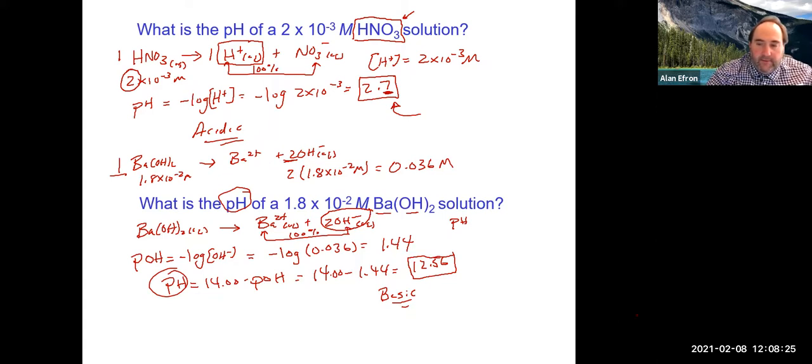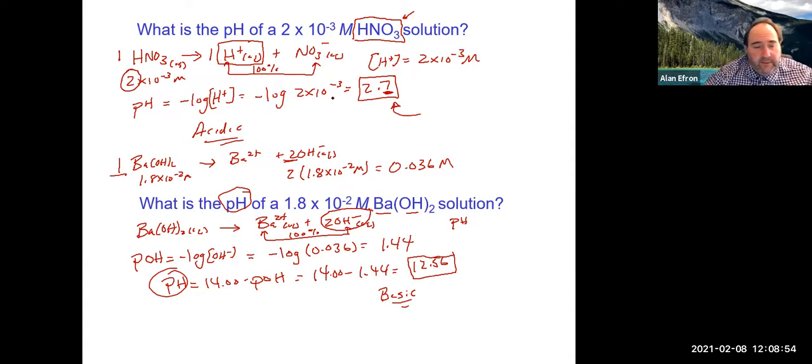All right, so dealing with strong acids or strong bases and calculating the pH is not too difficult, again, because they are strong. They 100% break apart. So pretty much all you need to determine is either what is the H plus concentration or what is the OH minus concentration to calculate either the pH or the pOH.